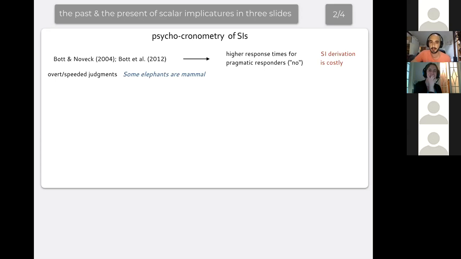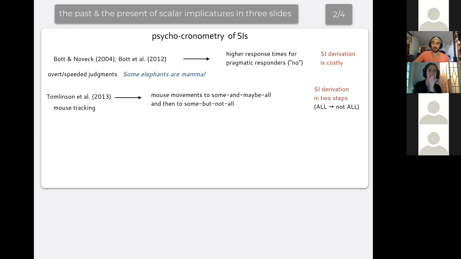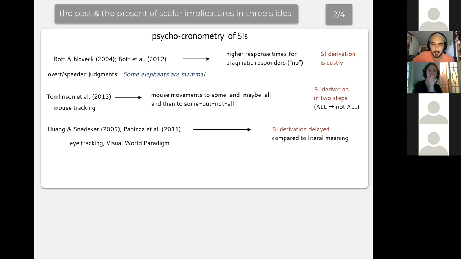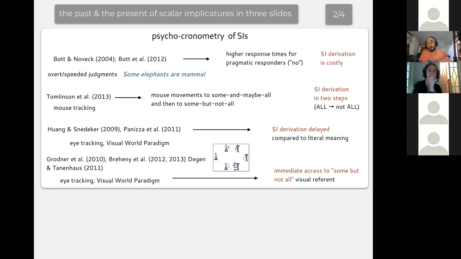And then in other studies, for instance, by Tomlinson et al., he saw that people first move their mouse towards a box supporting the "some and maybe all" meaning, and then they shifted to the "some but not all," so inferred that the scalar implicature is derived in two steps. And finally, there's some debate with the visual world paradigm and eye tracking about whether scalar implicature derivation is delayed in time, as found by, for instance, Wang and Snedeker and other experiments by our group, compared to other experiments that found immediate access to the strengthened implicature. Okay, so yeah, I'm going to skip this.